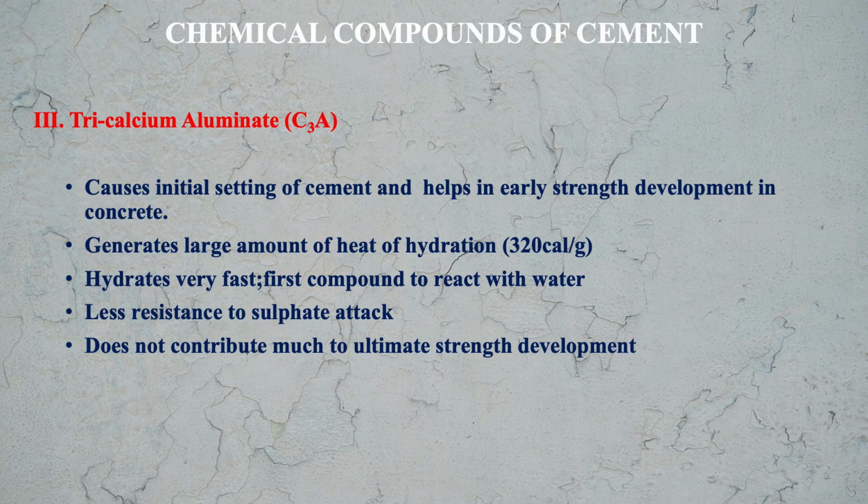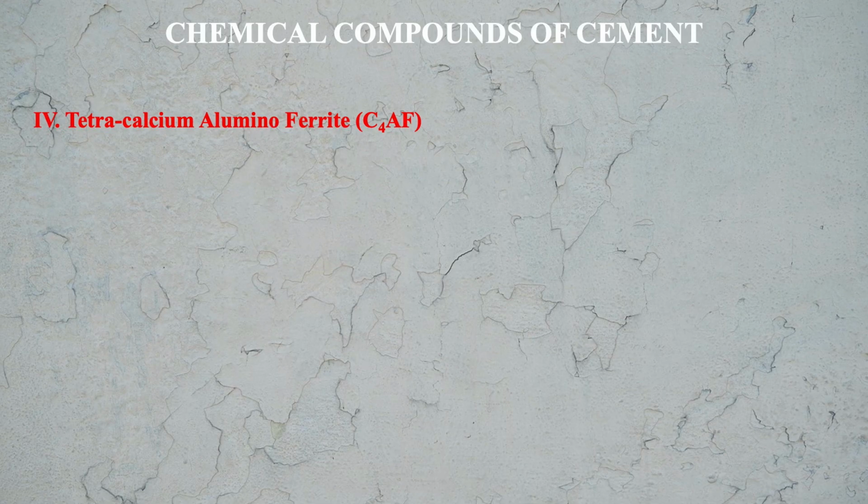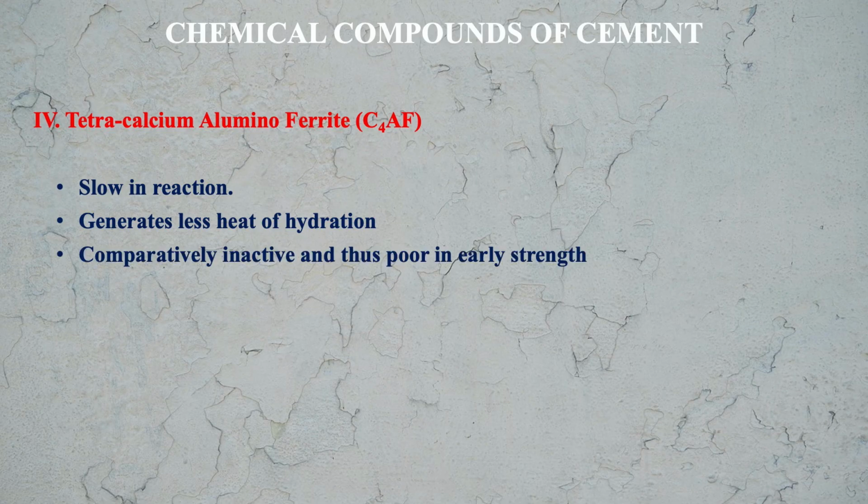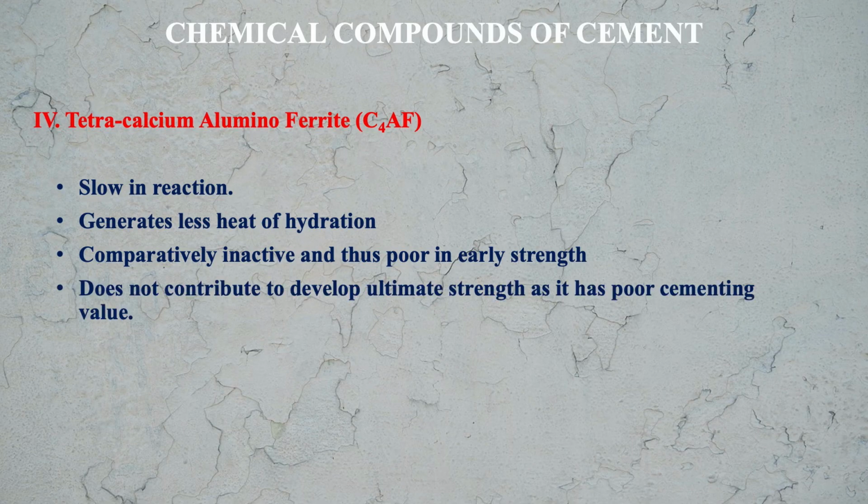Next compound is tetracalcium aluminoferrite, C4AF. C4AF is slow in reaction. It generates less heat of hydration. It is comparatively inactive and thus poor in early strength development. It does not contribute to ultimate strength as it has poor cementing value. It is less resistant to sulfate attack.